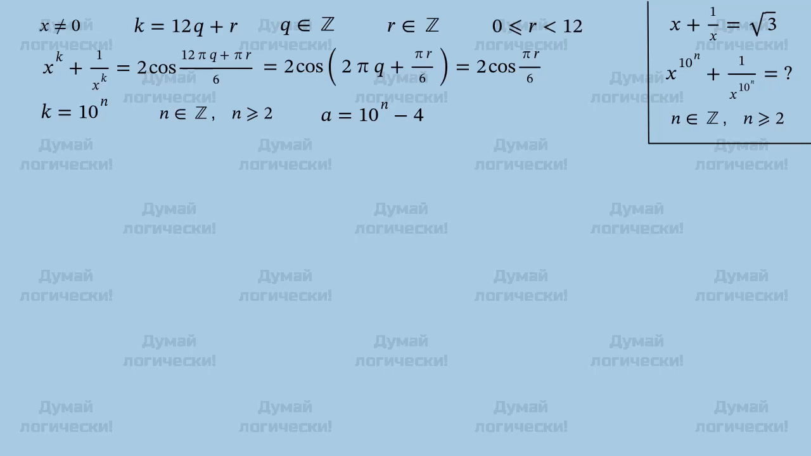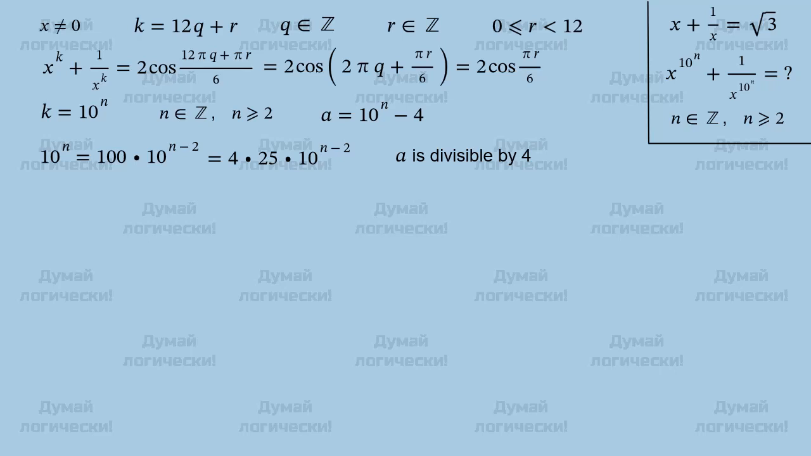At start, we express 10 to the power of n as 100 times 10 to the power of n minus 2. Since n is no less than 2, the power n minus 2 is non-negative. Therefore, 10 to the power of n minus 2 is an integer. This means that 10 to the power of n is divisible by 100, and therefore by 4. While after subtracting 4, we get the number which is still divisible by 4. This shows that a is divisible by 4.